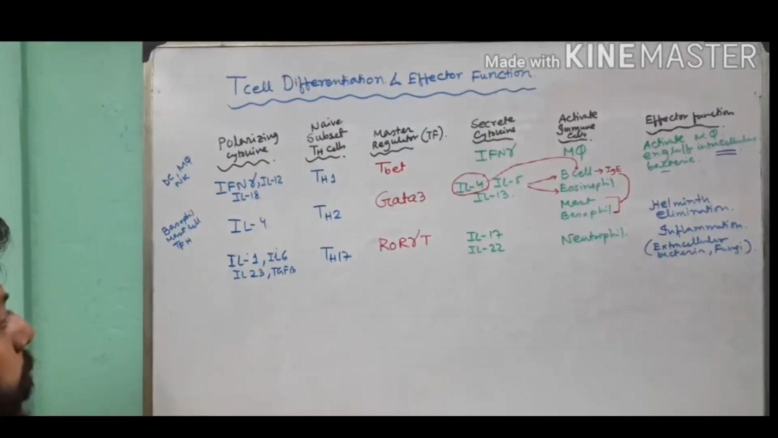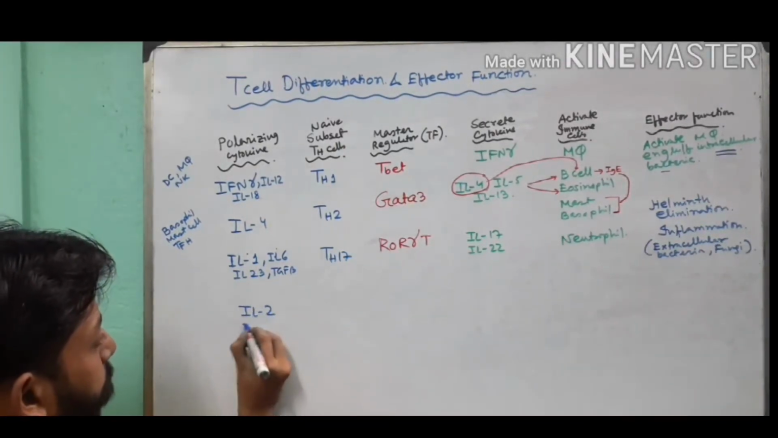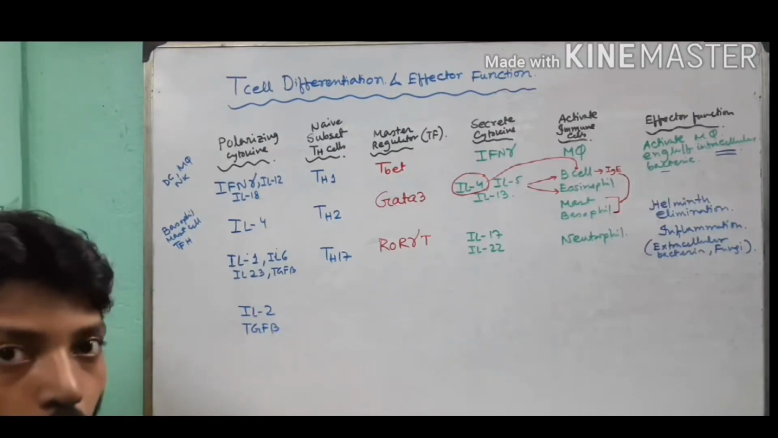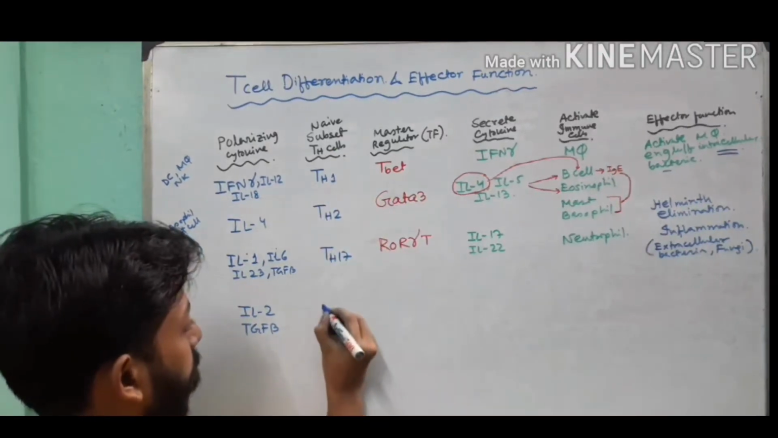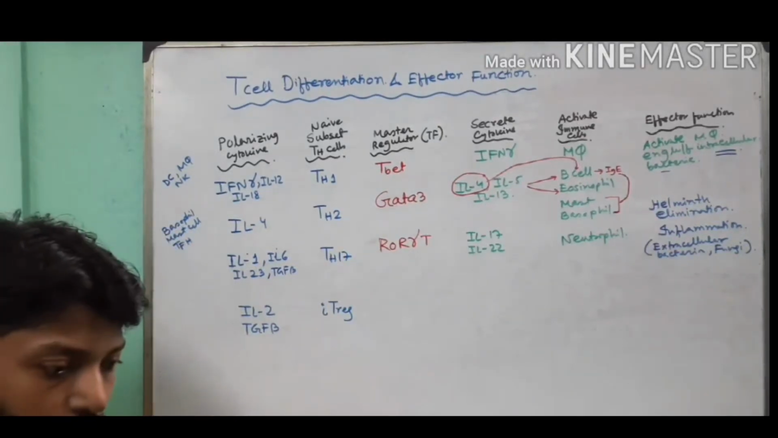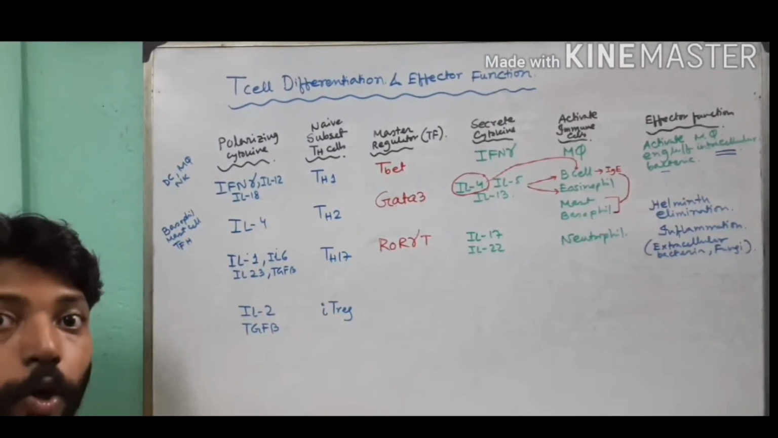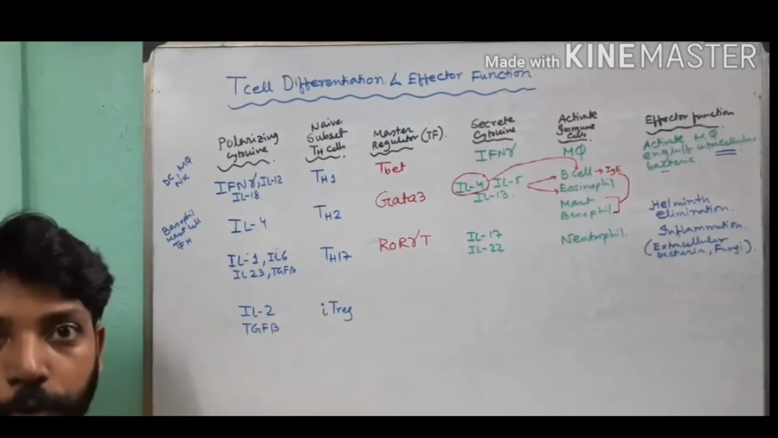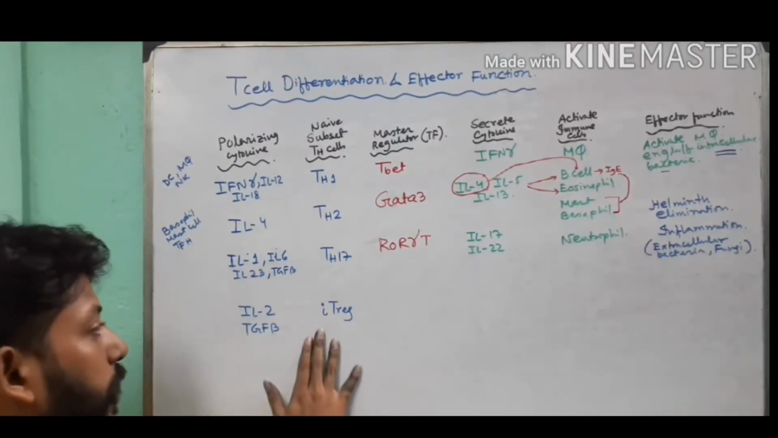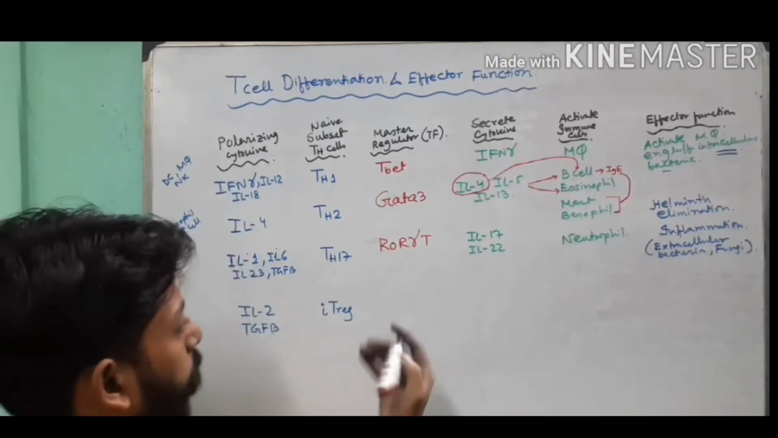Now there is another subset that could be activated by IL-2 and TGF-beta, called iTreg. The naive TH cell can be converted into iT regulatory cells. This is a T regulatory cell, but not the natural T regulatory cell. It is an induced T regulatory cell. So it is called induced T regulatory cell, and the master transcription factor is FOXP3.